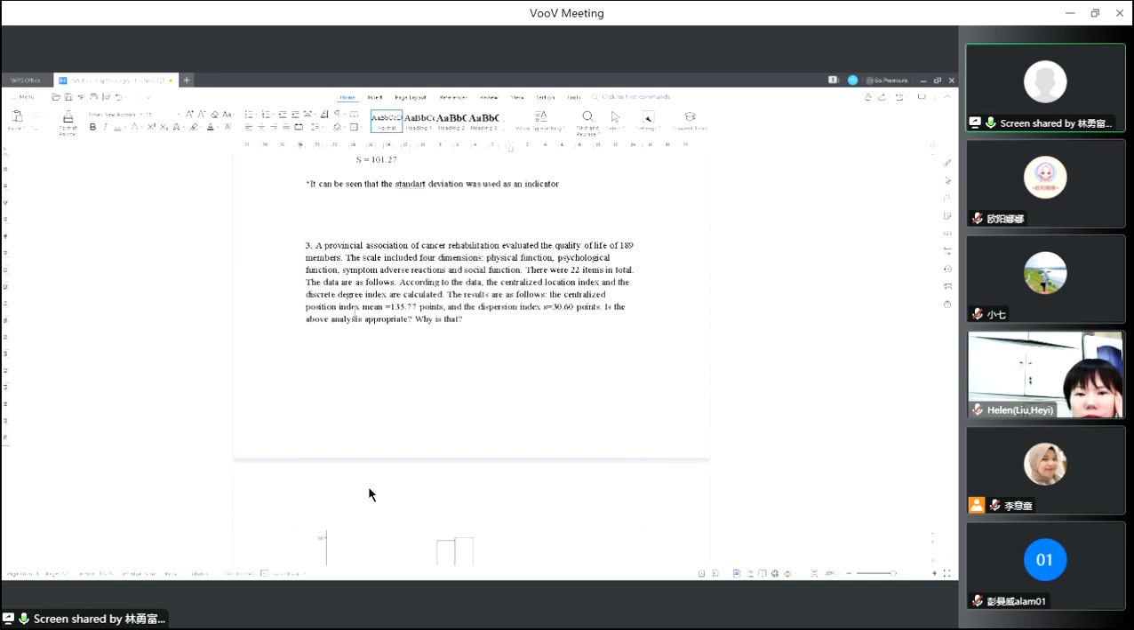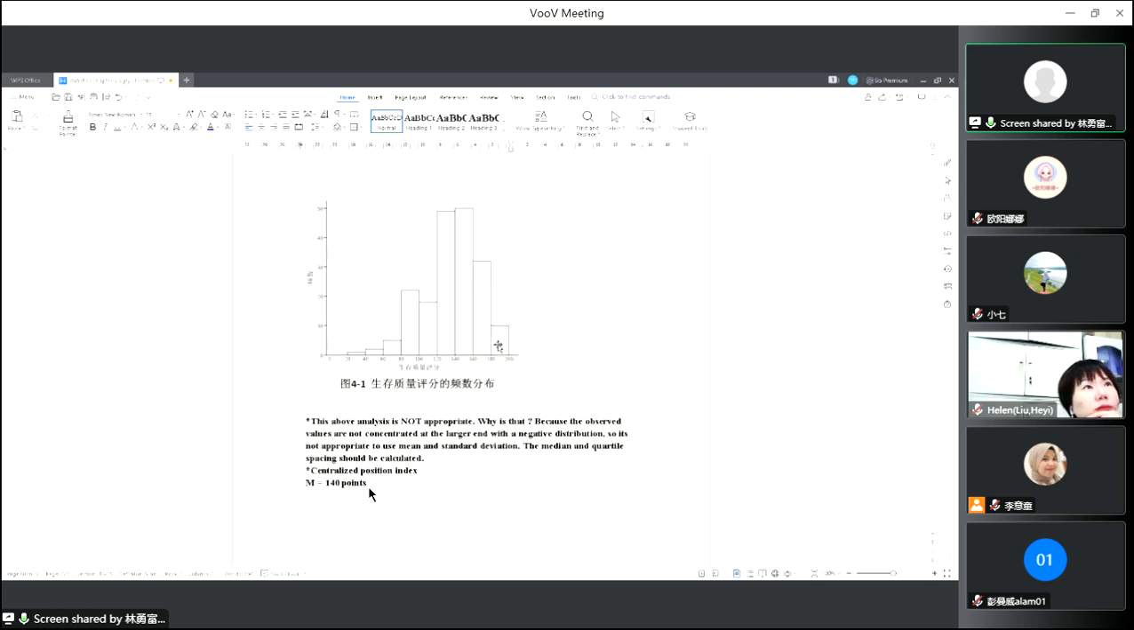The centralized position index, the mean, is 135.77 points, and the dispersion index S is 30.60 points. Is the above analysis appropriate? Why? I think the above analysis is not appropriate, because the observed values are concentrated at the larger end with a negative skewed distribution. So it's not appropriate to use mean and standard deviation. The median and quartile spacing should be calculated. The centralized position index M is 140 points here.